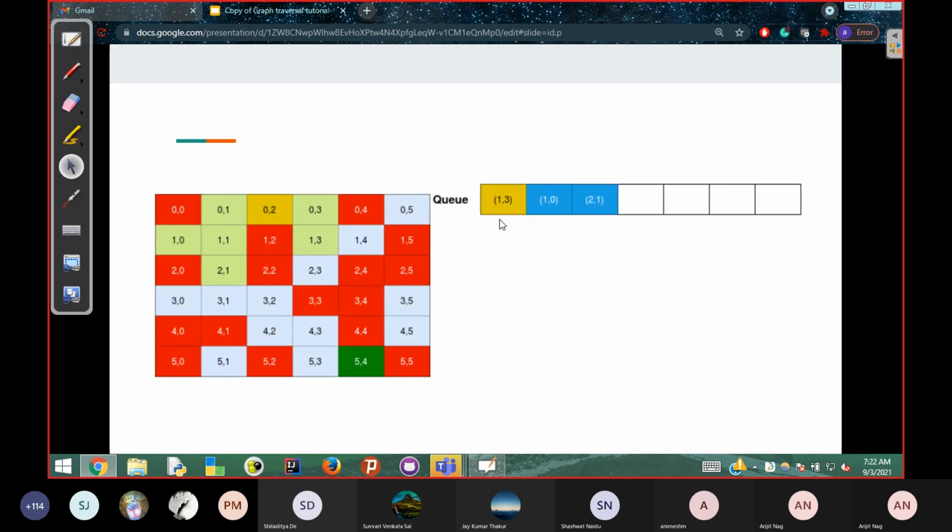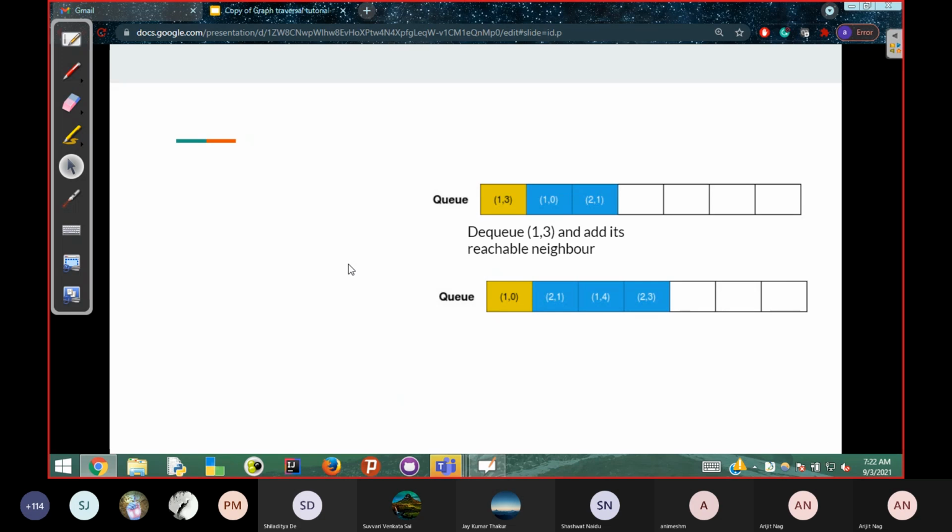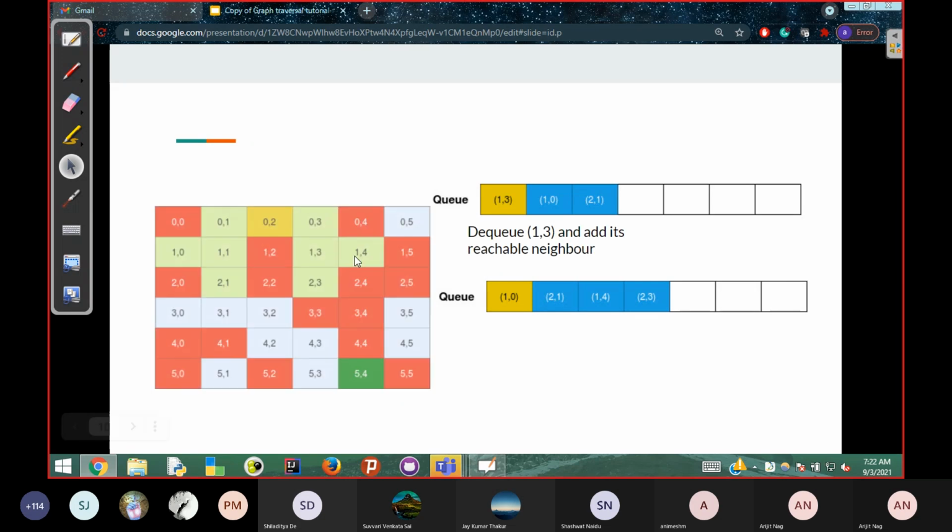Now it will go on. So again you remove the front of the queue, 1 3, and dequeue 1 3, and you add its neighbors. So basically it is 1 4 and 2 3. So we are adding 1 4 and 2 3, and also marking these two. Okay, now this is the state.